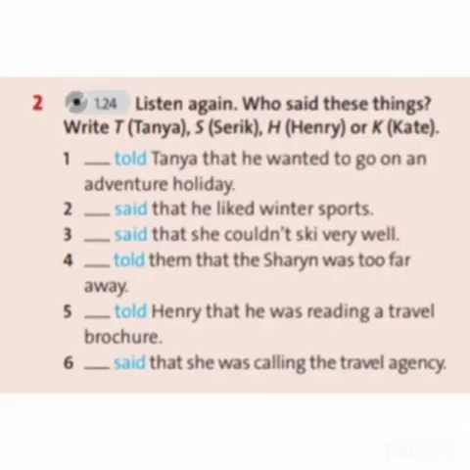Track 1.24. My country. Exercises 1 and 2.